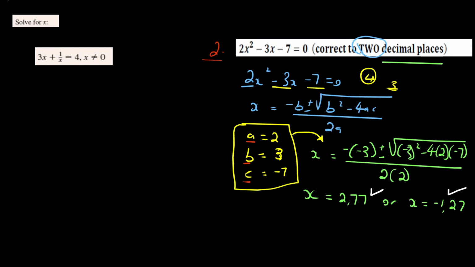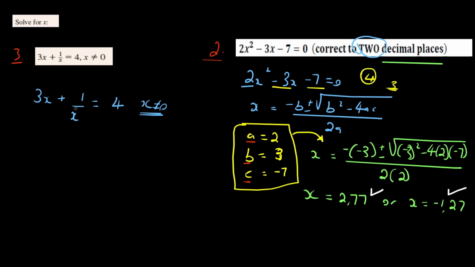For number 3, we can see that we're given an equation that has a fraction. And usually students panic when they see a fraction. How do you solve this? We're given that 3x plus 1 over x is equal to 4, and we're told that x cannot be equal to 0, meaning that our solutions cannot be equal to 0. If you get a solution that's equal to 0, we don't accept that solution. We take the alternative if there is one.